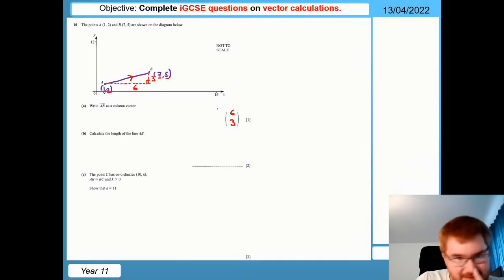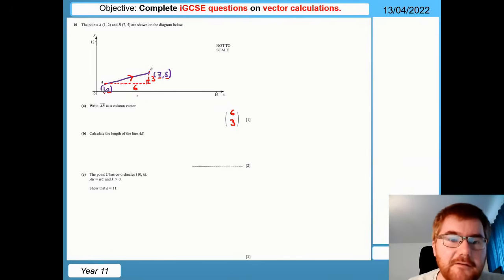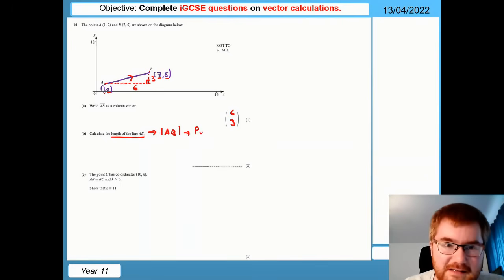I just looked at this question and go, oh, we've already done this kind of question already. Calculate the length of the line AB. So as soon as you see length of the line, you need to be thinking the magnitude of it. And yeah, you know it means Pythagoras again. And they're a bit boring, aren't they, on the IGCSE Cambridge courses? It's always the same numbers.